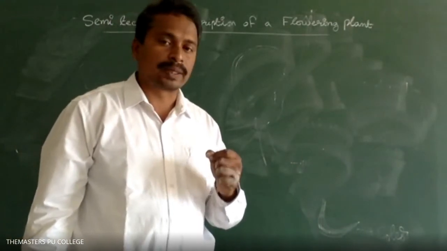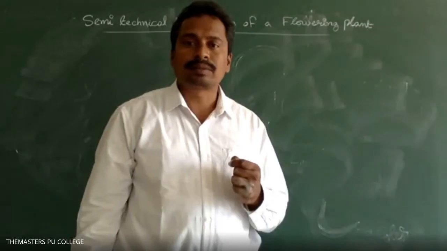What is the stalk of the flower called? The stalk of the flower is called the pedicel. The stalk of the leaf is called the petiole. And the stalk of the inflorescence is called the peduncle.